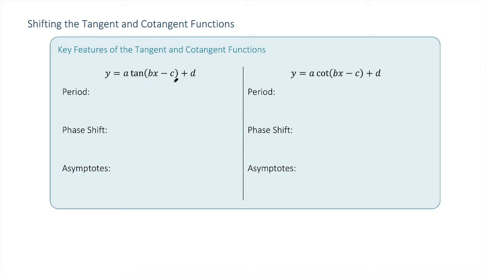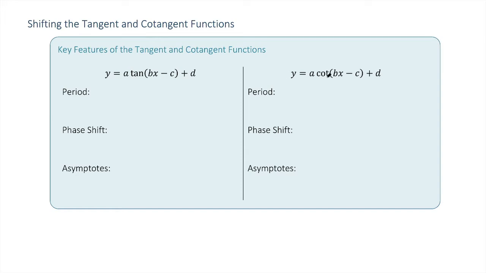The tangent and cotangent functions we can shift in the same way that we would shift a sine or a cosine or any other function. So we have this a tangent of bx minus c plus d. So this bx minus c inside the function is going to deal with our horizontal changing. We're going to have horizontal stretches and shrinks and shifting around. Same thing over here with the cotangent.